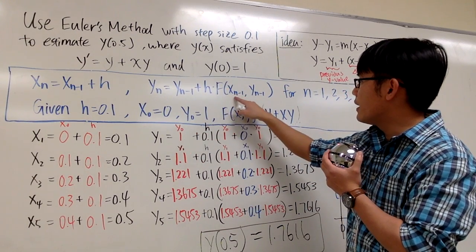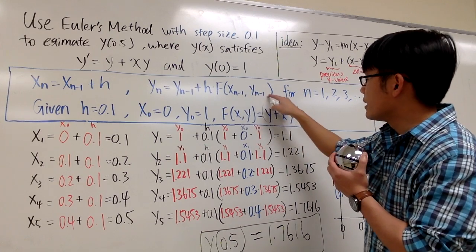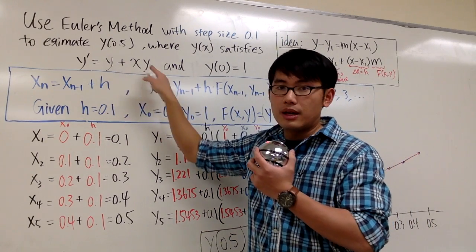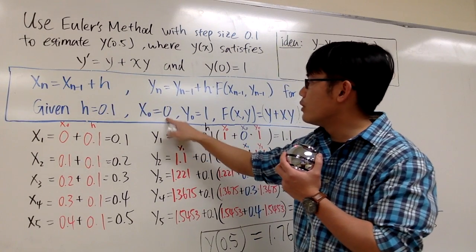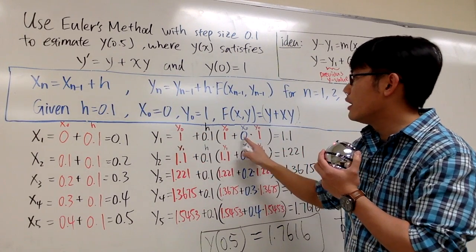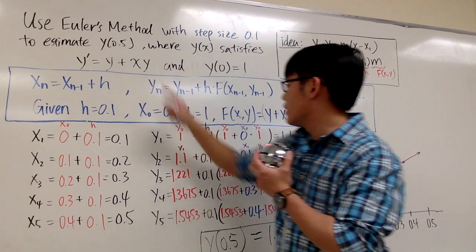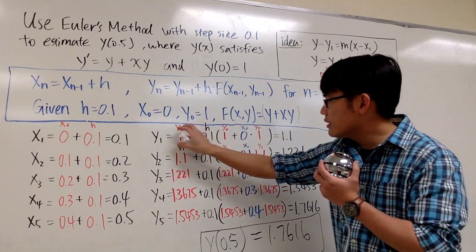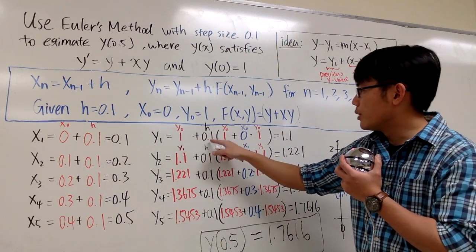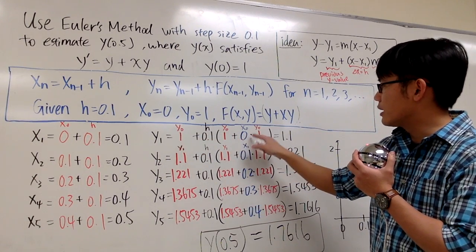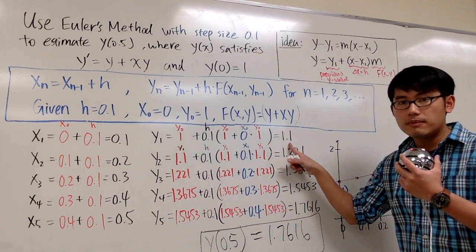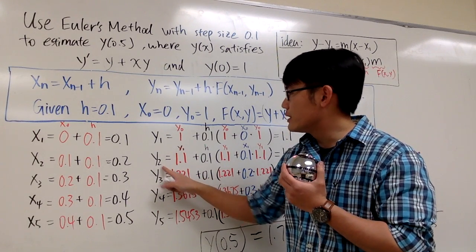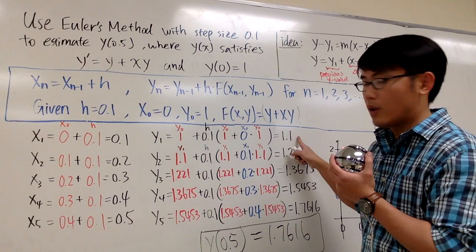And then capital F of x_{n-1}, y_{n-1}. The capital F is this formula. I just have to plug 0 into x, which is right here, and plug 1 into the y, which I have, the 1 is right here. And I look at this, use a calculator, 1 plus 0.1 times parentheses 1 plus 0 times 1, I get 1.1.